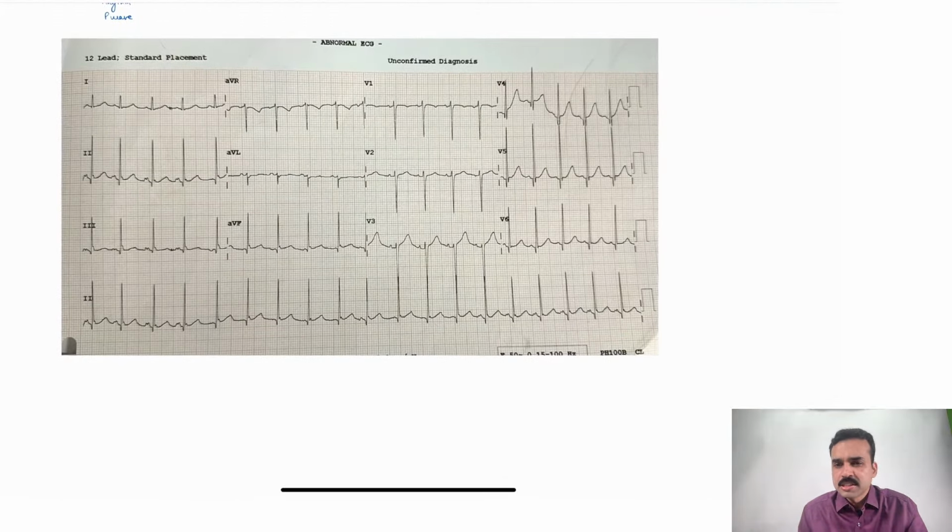Almost. Very good. Shanavas replying, alcohol binge causing atrial fibrillation. Very good. That's called holiday heart syndrome. Very good. Himanshu also.